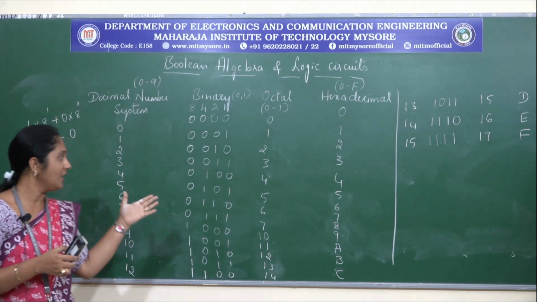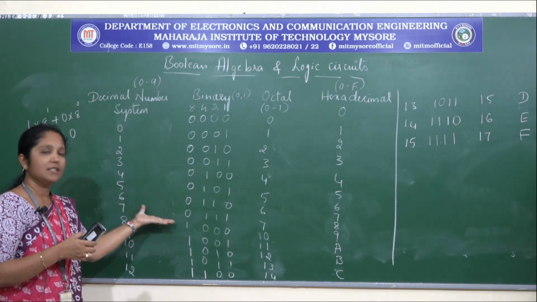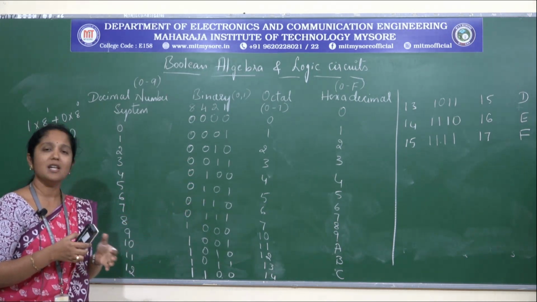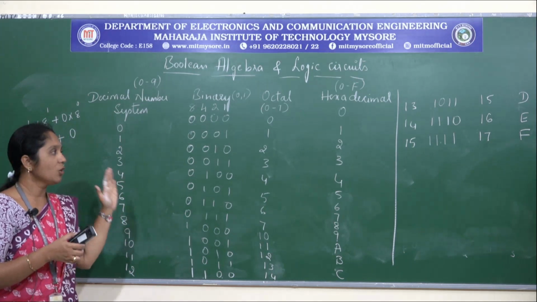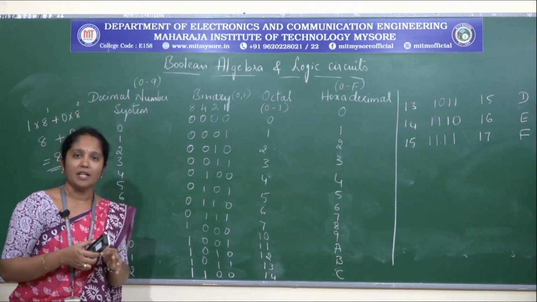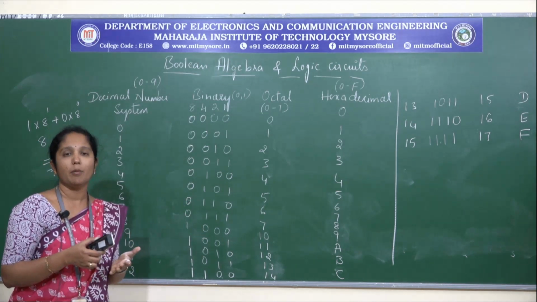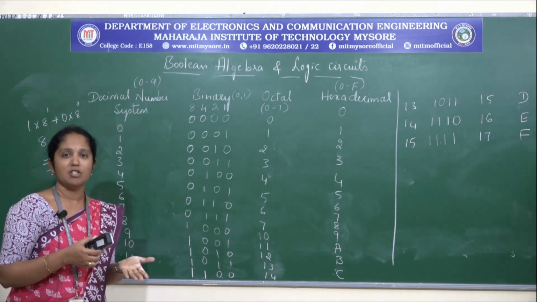So I hope you have understood how to write the numbers in binary, how to write the numbers in octal, and how to write the numbers in hexadecimal. So this is about the number systems, and in the next class we will be learning about number conversion.